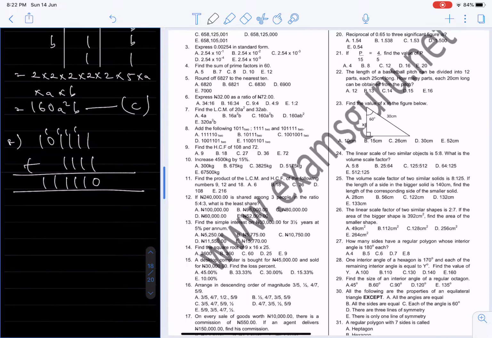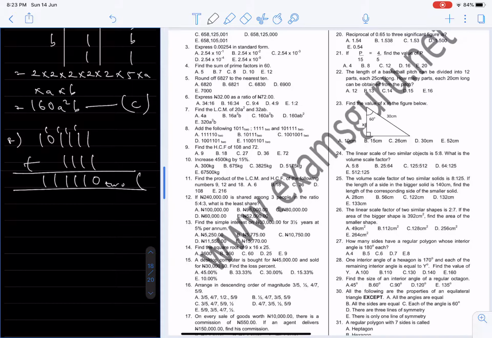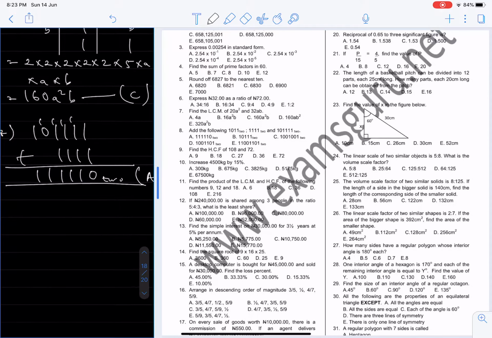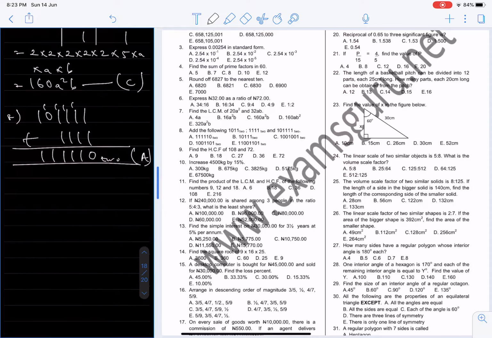So the answer is, let's check what's the correct option. That's 111110 base 2, and the correct option is A. That's correct. The correct option is A. Now to the next, number 9.